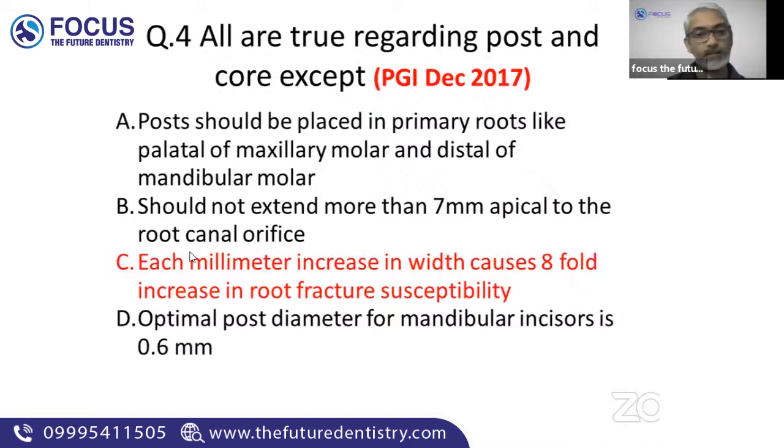Okay, and suppose an average root size is 10 to 11 millimeter from the root canal orifice, if 3 to 5 millimeter of gutta percha remains at the apex, then B is correct. A is also correct. D is also correct. So this is how we go about it.